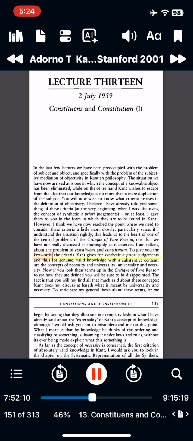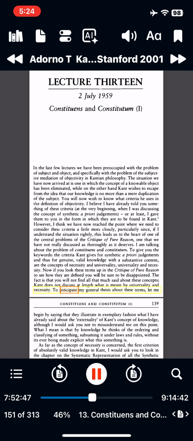To give you the key words, the criteria Kant gives for synthetic a priori judgments, and thus for genuine, valid knowledge with a substantive content, are the concepts of necessity and universality, universality and necessity. Now if you look these terms up in the Critique of Pure Reason to see how they are defined, you will be sure to be disappointed. The fact is that you will not find all that much said about these concepts. Kant does not discuss at length what is meant by universality and necessity.